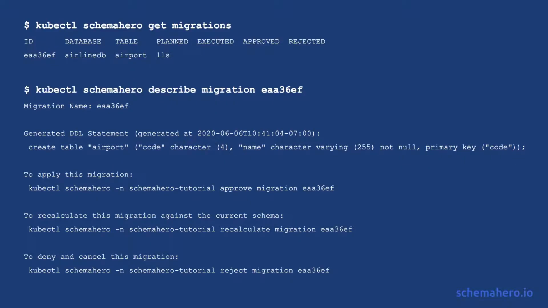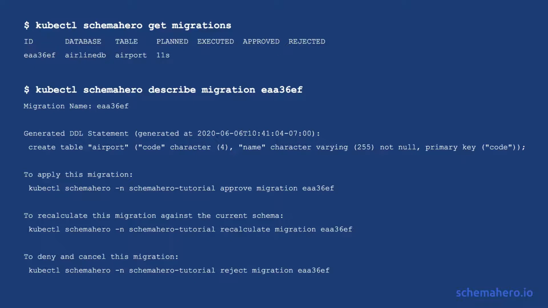So using the SchemaHero CLI, which is distributed as a kubectl plugin, you can just view the migrations and then describe a migration. So here we've deployed a migration, and when I run kubectl SchemaHero describe migration, you can see that the output shows the generated DDL statement. And that's a create table command. And then it gives you a couple of commands down towards the bottom to be able to approve that migration, reject the migration, or recalculate the migration.